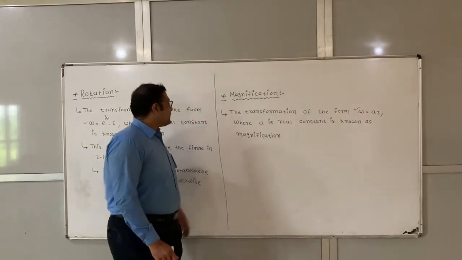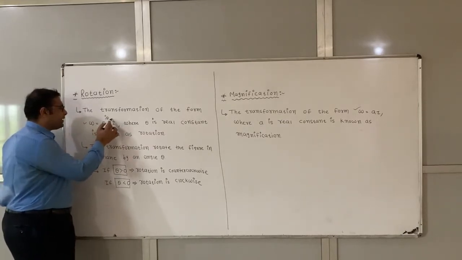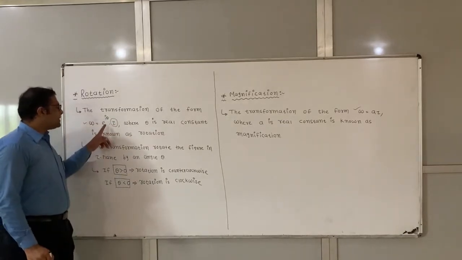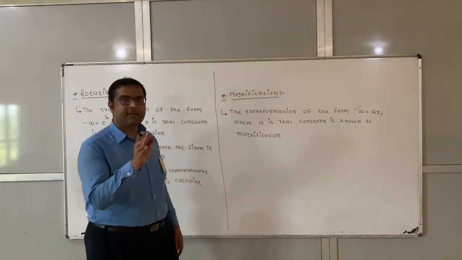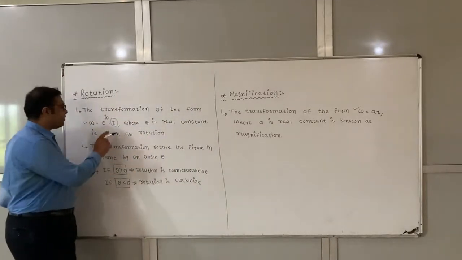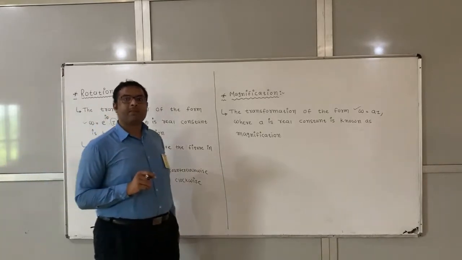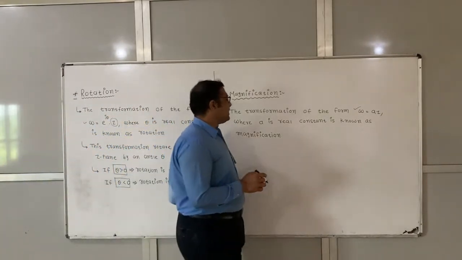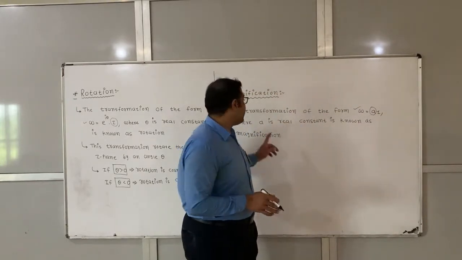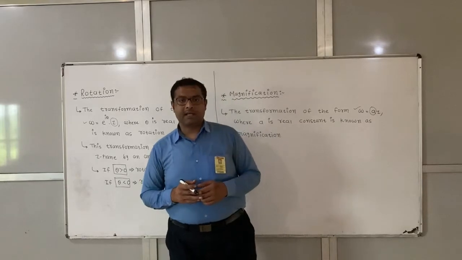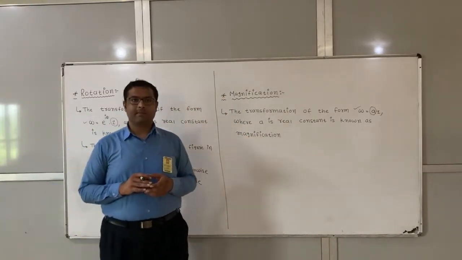Now, in the definition, the transformation is of the form w is equal to e raised to i theta into z. Here the coefficient of z is e raised to i theta, which is a complex constant. Again, I am repeating: in rotation, the coefficient of z is e raised to i theta, which is a complex constant, whereas in magnification the coefficient of z is a, which is a real constant. It means it is a real number. So these are the two definitions of rotation and magnification.